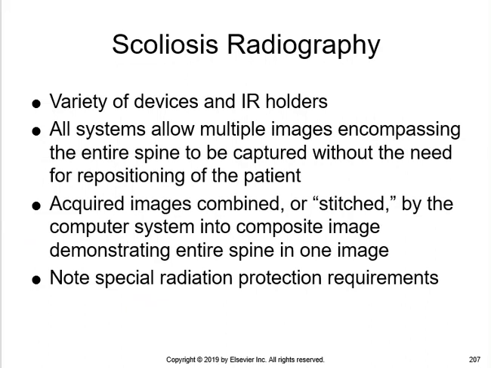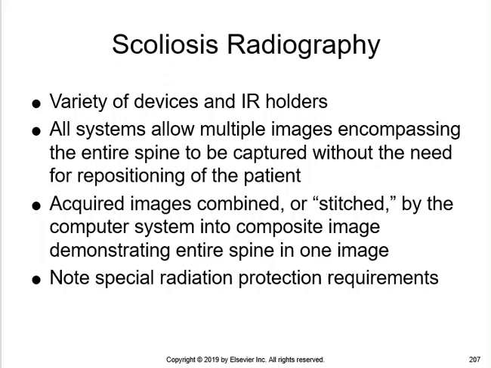In a scoliosis series, what we'll want to see is a region from possibly the upper portion of the C-spine, but certainly the upper portion of the T-spine, all the way down to the lower portion of the L-spine, and probably the upper portion of the sacrum. So that's going to require multiple images put together.